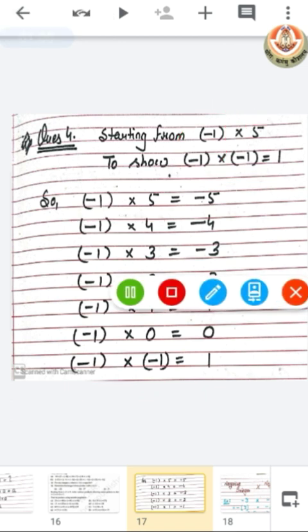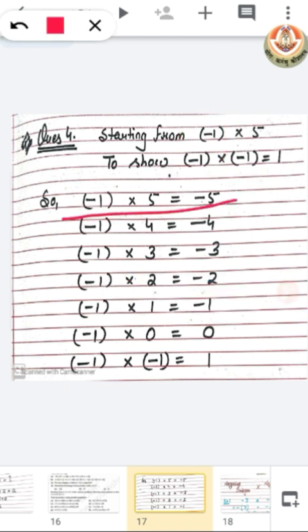So let's check this. Here we have -5. For -1 into 4 we have -4. In the same way, for -1 into 1 we have -1, for -1 into 0 we have 0, and for -1 into -1 we have 1. These are the various patterns we have to make for this question.